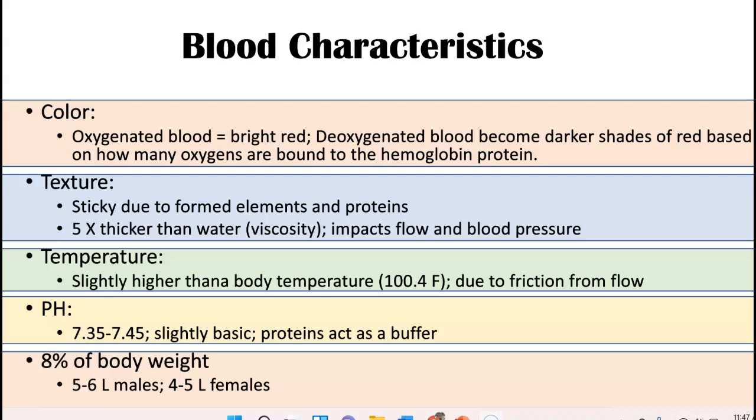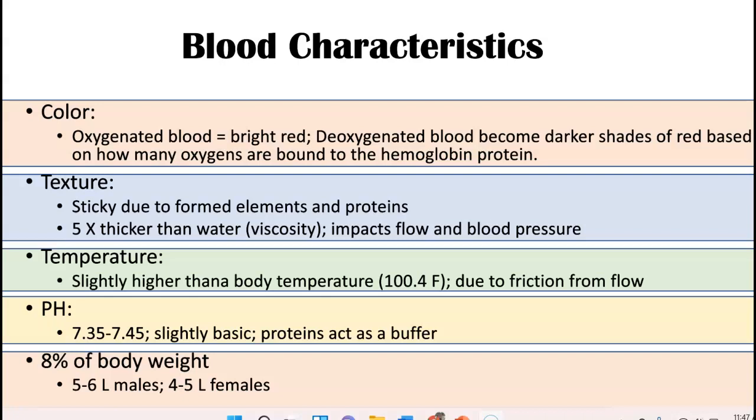Temperature-wise, blood is slightly higher than body temperature. It's 104 degrees Fahrenheit versus our body temperature, which is about 98.6. And this is just because of the friction involved in the blood flowing through our veins. There's some friction as it rubs up against those vessels, and that produces a little bit of heat.